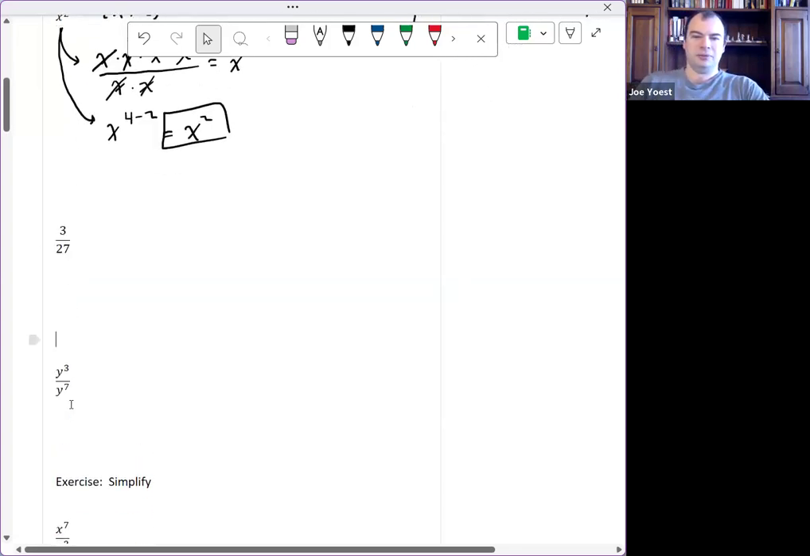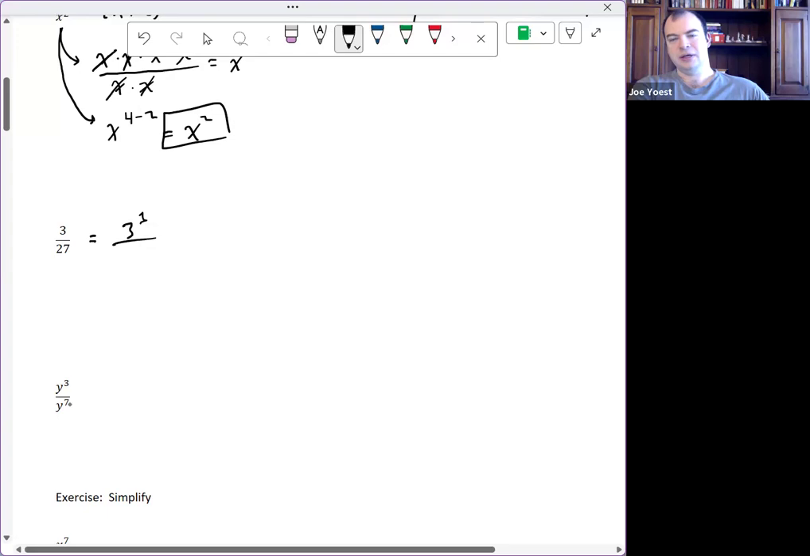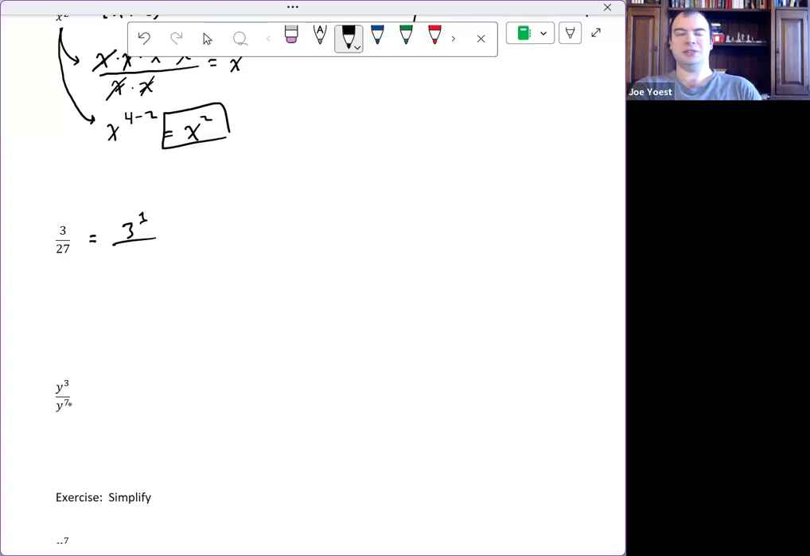Now, what if I have something like 3 divided by 27? Well, this is like 3 to the first power, and 27 we might recognize as 3 cubed. If we didn't, if we were thinking, is it divisible by 3? 7 plus 2 is 9. Since the sum of the digits is divisible by 3, the original number is divisible by 3. So this turns out to be 3 cubed.